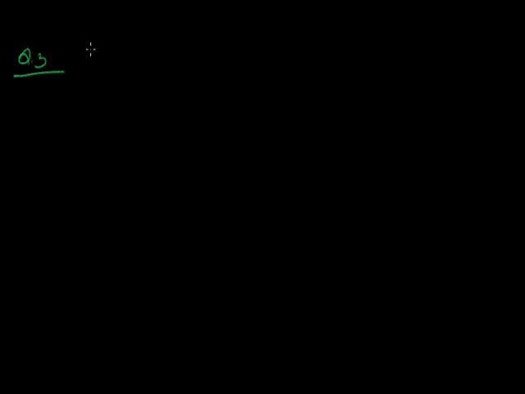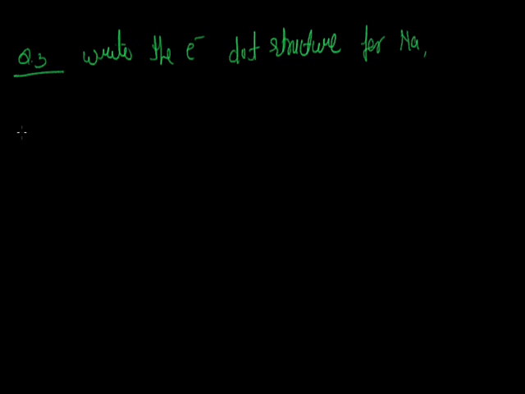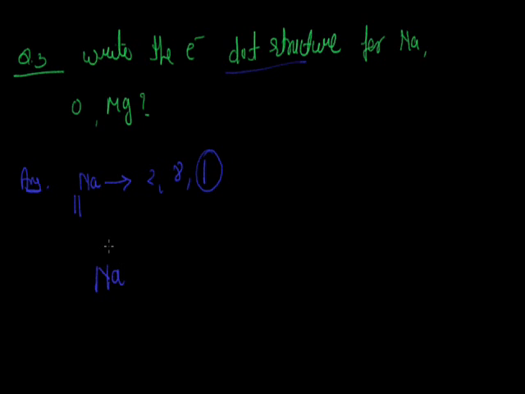Now the next question is to write the electron dot structure for sodium, oxygen and magnesium, Mg. Sodium has atomic number 11, and its electronic configuration is 2, 8, 1. In the electron dot structure we simply use the valence electrons present in the last shell. Sodium has a single electron only in the outermost shell, so its electron dot structure is of this type. The electron is represented with the help of a dot or cross.